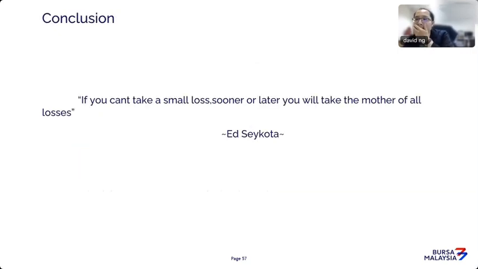So I'm just going to conclude here. I just want to end it with a quote from Ed Seykota. I think Ed Seykota is one of the great traders. I'm not sure he wrote any books, but you can go and Google his profile and his style of trading. He mentioned this: if you can't take a small loss, sooner or later you take the mother of all losses. So the key thing in trading the futures market or the options market is always managing your risk at the end of the day. With that, I'm just going to end here and hand over to CY for any questions from the audience.